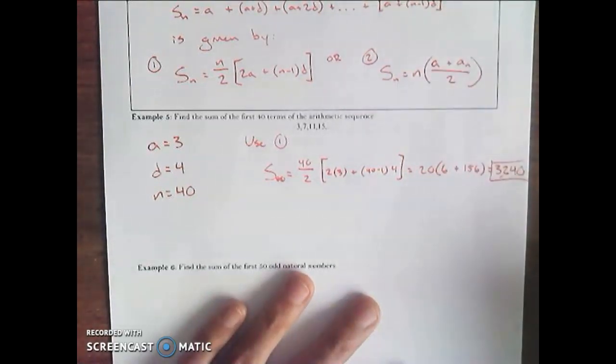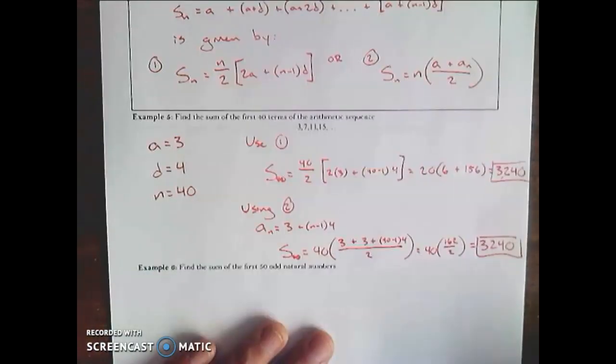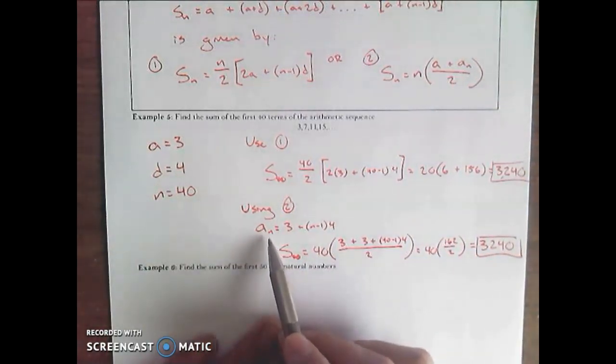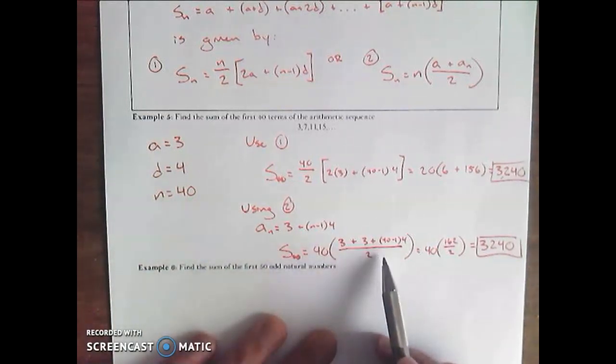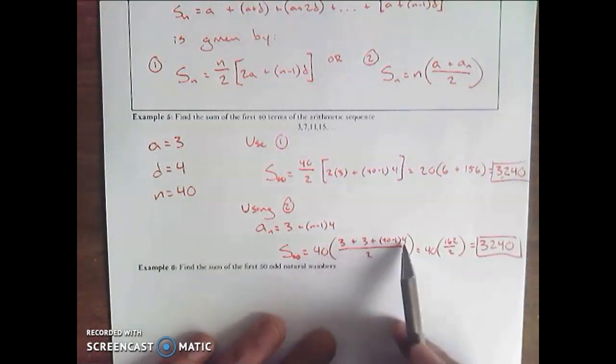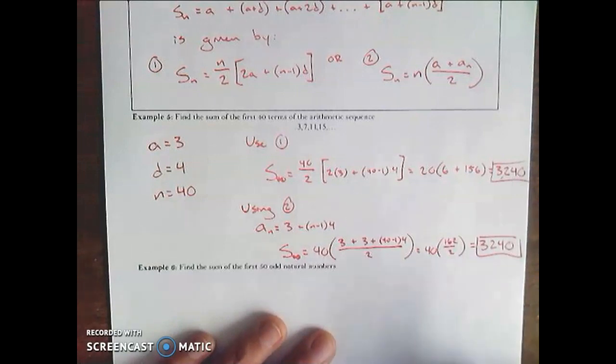Go ahead and give it a try using formula number 2. Alright, go ahead and check your work. If you used formula number 2, first you need to find an, the nth term of the arithmetic sequence, and then we plug it into our formula number 2, so we have n times a plus an all over 2. We evaluate, and we find that we get the same thing.